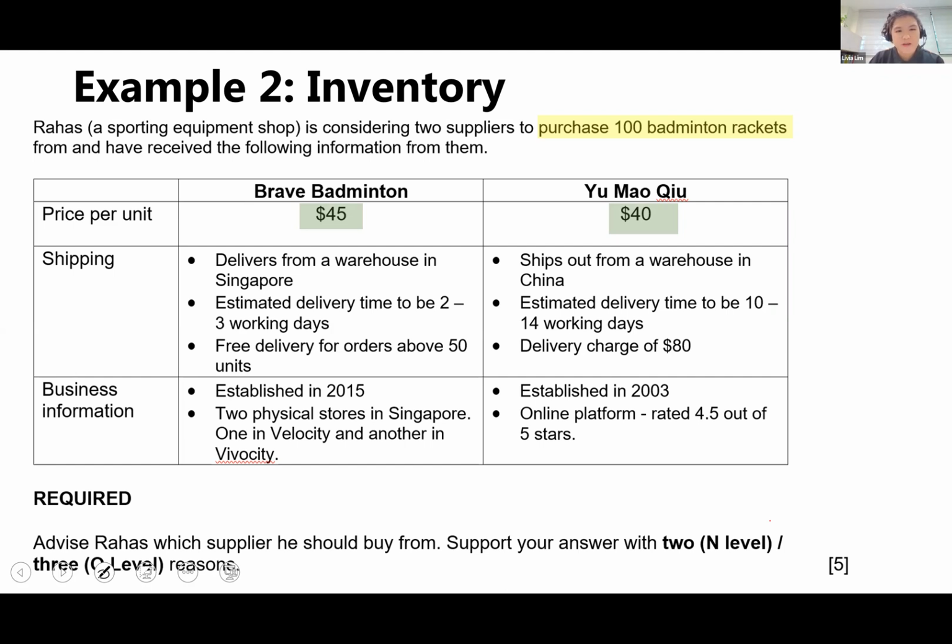So I see that Brave Badminton is $45 per unit and Yu Mao Qiu is $40 per unit. Now above that, Brave Badminton says that, oh, free delivery for orders above 50 units. But Yu Mao Qiu will charge you a delivery charge of $80. So if I just use this information, which one would I choose?